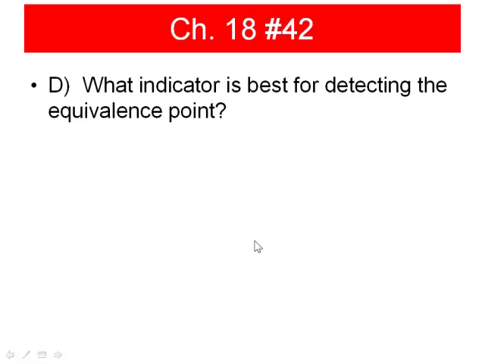of the problem. The question is asking what indicator is best for detecting the equivalence point. This is an excellent question. The answer is not phenolphthalein. You guys are most familiar with that indicator, phenolphthalein, which turns magenta in a basic solution.